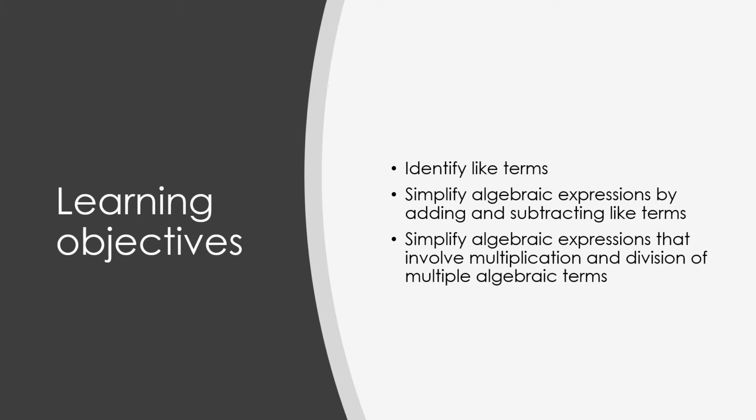Okay, so the learning objectives for this video, there are three of them. The first one is to identify like terms. The second one is to be able to simplify algebraic expressions by adding and subtracting like terms. And the third and final objective is to simplify algebraic expressions that involve multiplication and division of multiple algebraic terms.